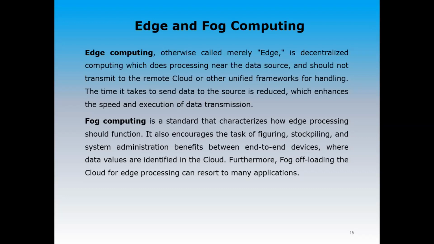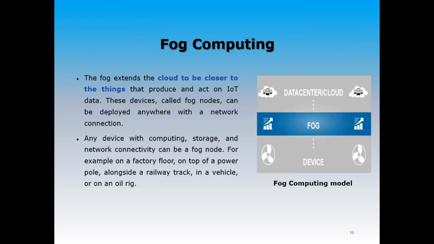Okay, so that encourages tasks like filtering the data, stockpiling, system administration, the benefits from end-to-end devices, security, offloading, and resource management. Architecturally they have specified that this is what a fog computing standard is, where processing happens at the edge. So there's not much difference. It's nothing but processing happening at the edge for reducing the latency and the cloud workload and giving some quick control action.